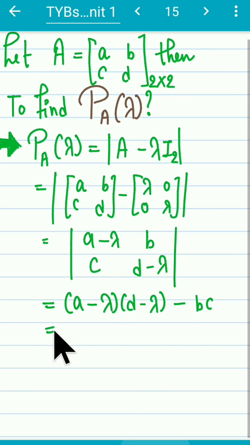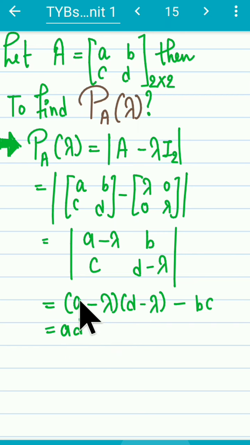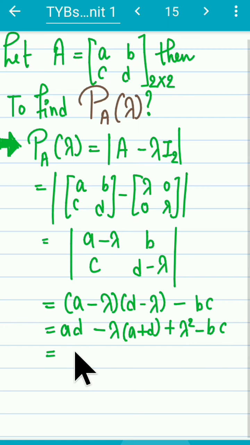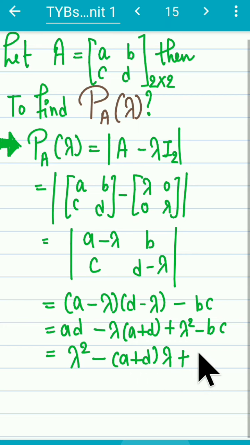Let me just expand this. So this is nothing but AD, correct? AD. Then this times this, and this times this. So it is minus lambda times A plus D, correct? Simple. Plus lambda square, minus BC. So that is same as lambda square minus A plus D times lambda plus AD minus BC is the constant term.